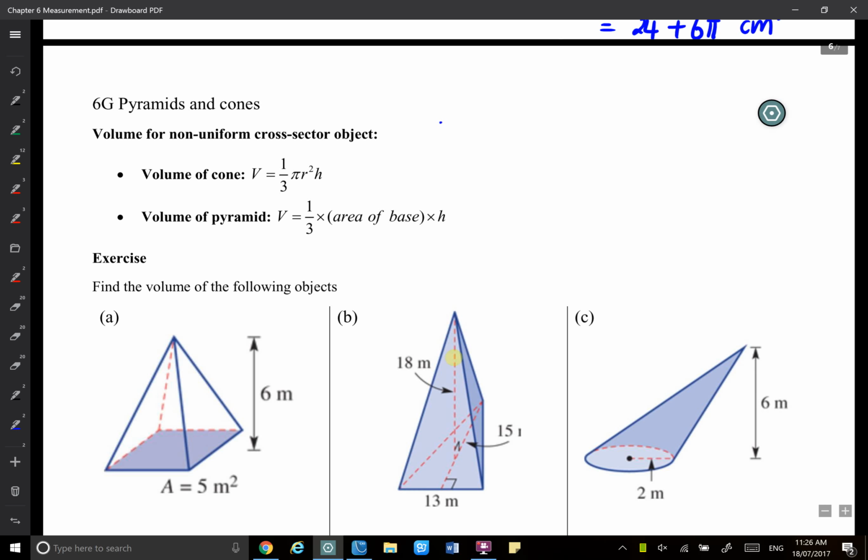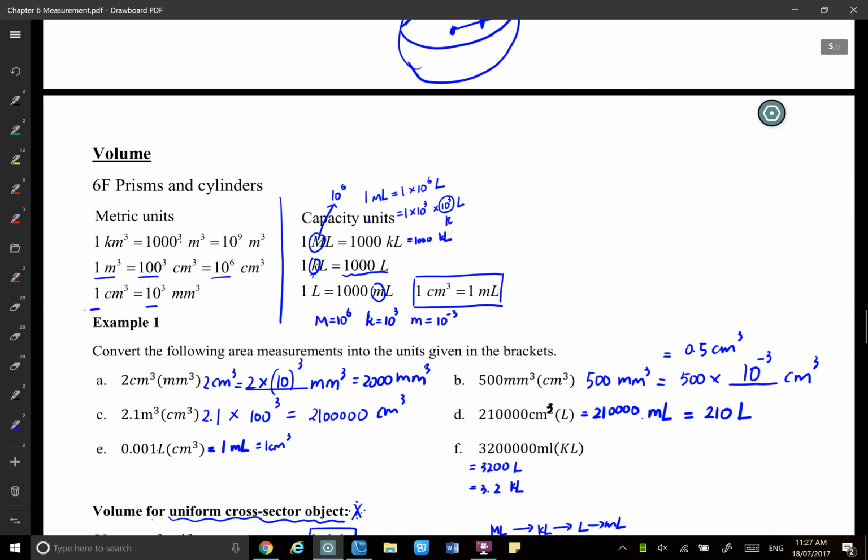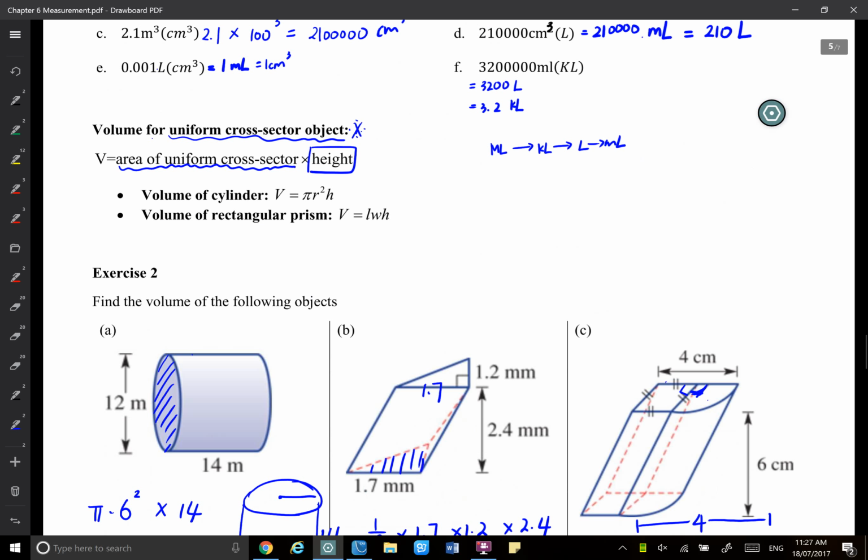We learned yesterday the units of volume. We have, again, metric volume units and capacity units. Okay, we talked about the two units, and then we talked about how we calculate volume.